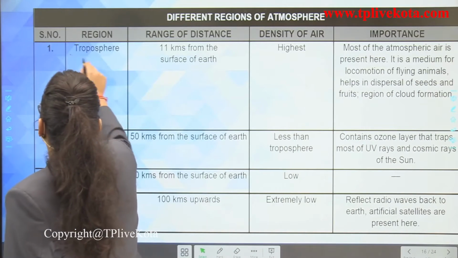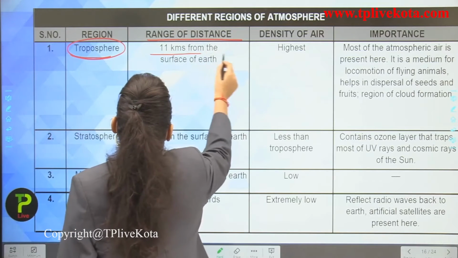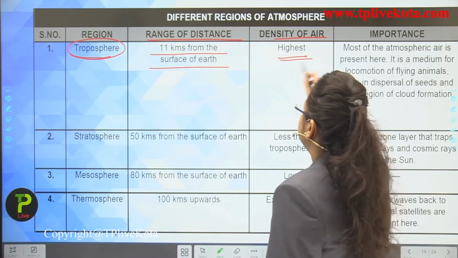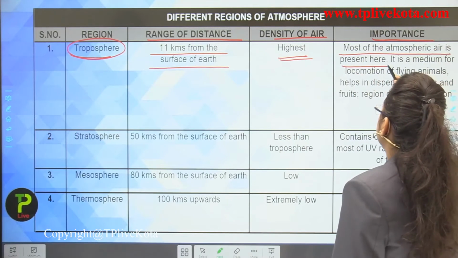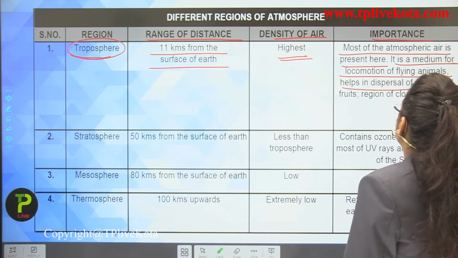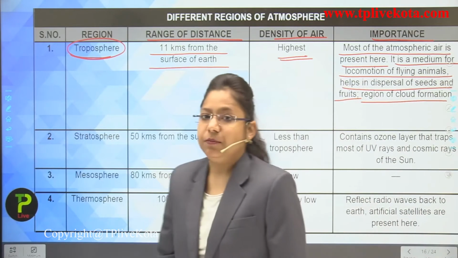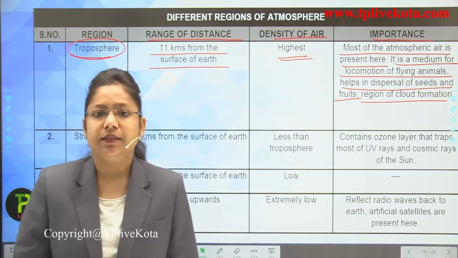So first we are going to see the region, that is the troposphere. Second, range of distance, so 11 kilometers from the surface of the earth. Then the density of the air is the highest. And if we talk about importance, then most of the atmospheric air is present here. It is a medium for locomotion of flying animals, helps in dispersal of seeds and fruits, and is the region of cloud formation. So animals can fly in this layer. Secondly, air balloons can be present in this layer.